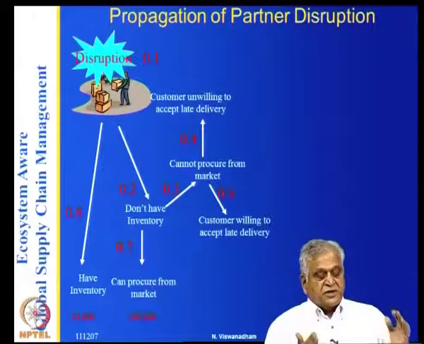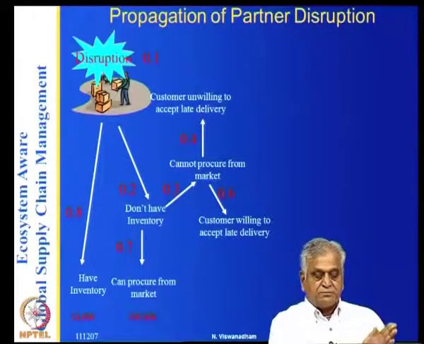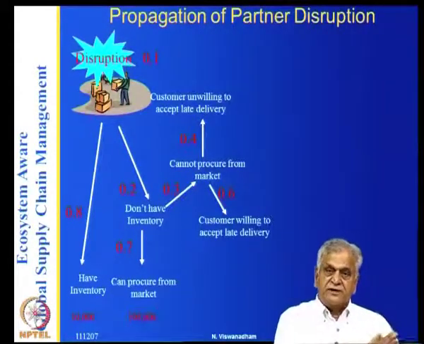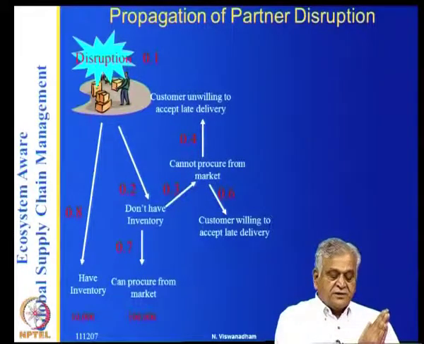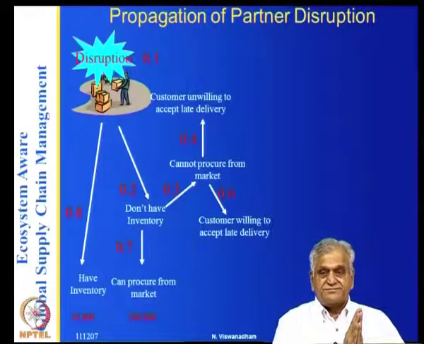So we have said if you have inventory, then you don't have any problem. You solved the problem. With probability 0.8, you have an inventory. You have a problem if you don't have an inventory, but if you can procure from the market, then you procure it, and you are done.